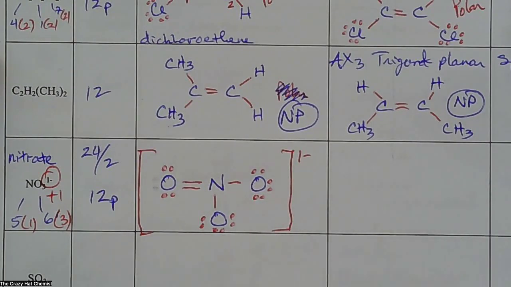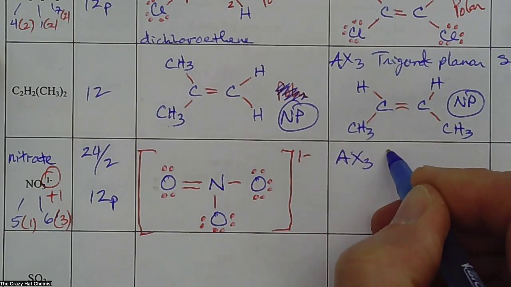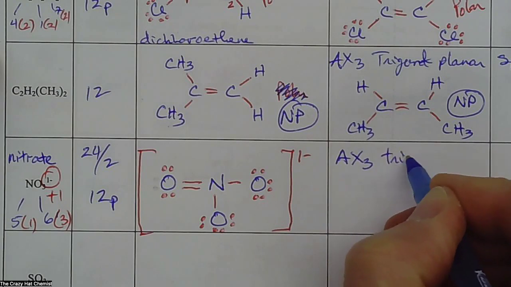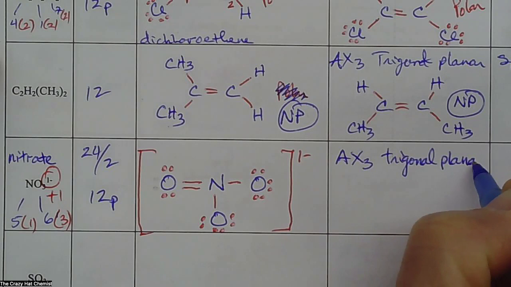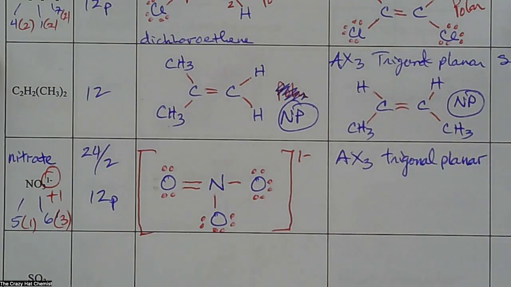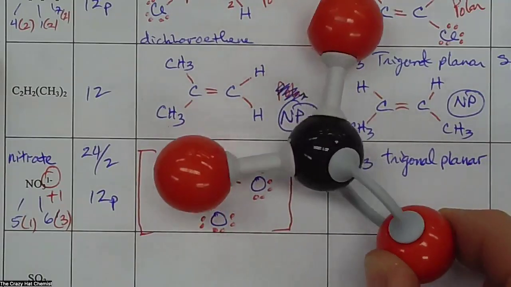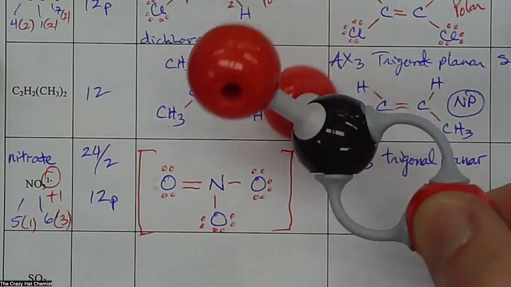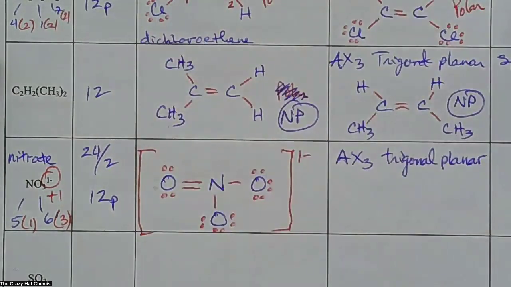This is going to be an AX3. That is trigonal planar. And what does that look like? Well, I built the model. There it is for you. Notice that there is a double bond on it, and these atoms are all in the same plane. This is trigonal planar. Boom, boom, boom. Beautiful thing that it is.